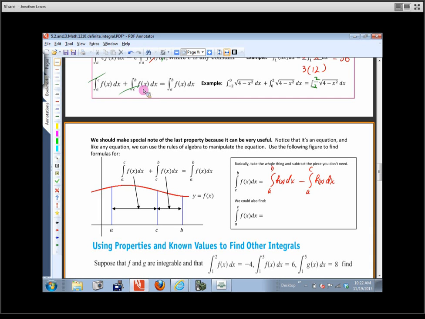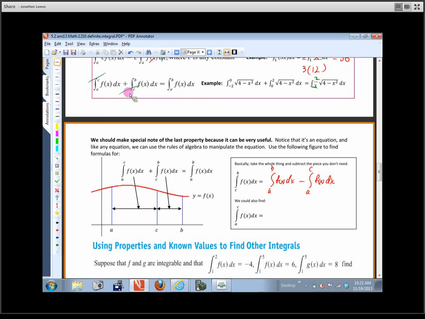So notice all that I've done is I've taken this equation right here and I've moved the integral from a to c over on the other side. So I've got the whole thing subtracting off this piece that I don't want, and that just leaves the integral from b to c. Now that seems weird. It's like, well, why wouldn't you just find that directly?